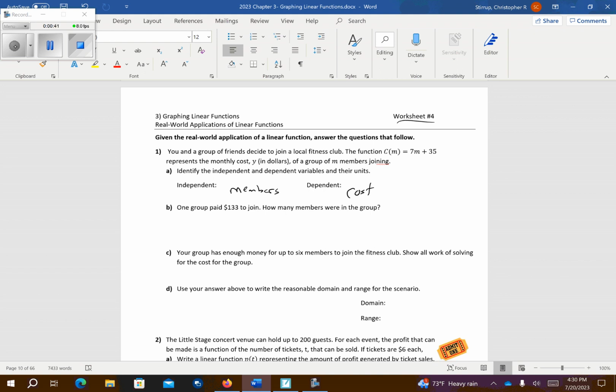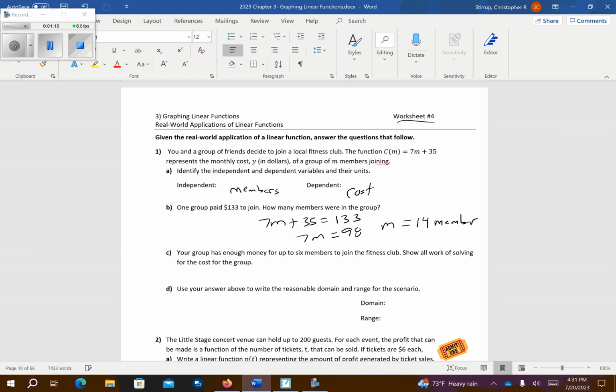One group paid 133 to join. How many joined? So they paid 133. So you're going to go 7M + 35 = 133. Subtract 35 from both sides. That gives me 98. Divide each side by 7. So that's going to give me 14. So I have 14 members that could have joined in this case.